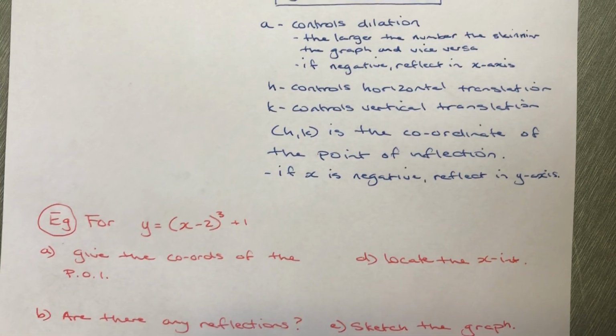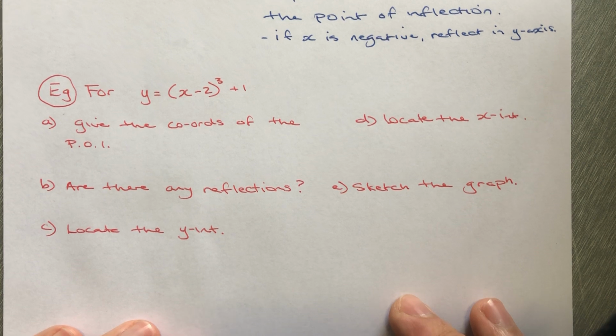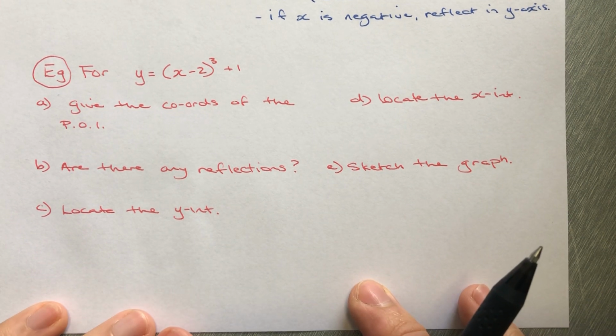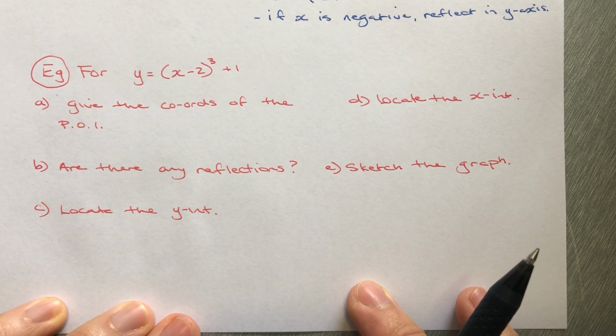Alright, so let's go to our first example here. Now I've broken this example up into a heap of different questions just to kind of set it out in steps to make life a little bit easier for us, hopefully. Alright, so the first thing it wants us to do is give the coordinates of the point of inflection.